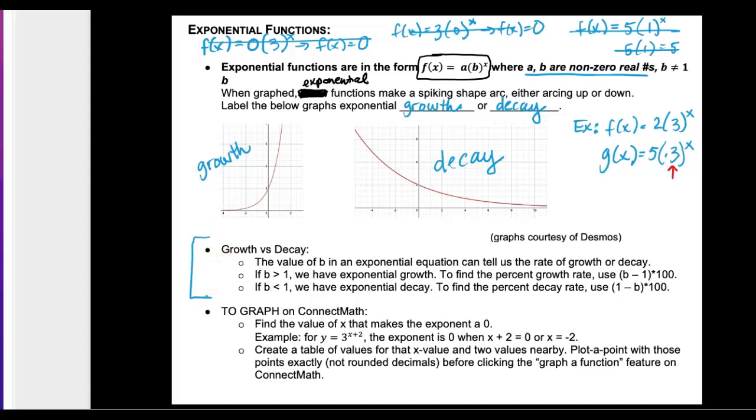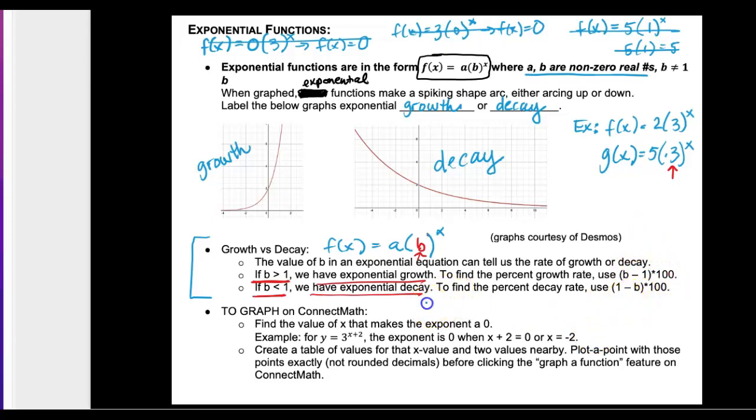So remember, I'll write the equation down, a times b to the x power. The value of b in an exponential equation can tell us the rate of growth or decay. So if b is greater than 1, we have exponential growth. And then if b is less than 1, like my 0.3 example, then we have exponential decay. And then if you want to actually find the growth rate, it's really easy. All you have to do is take that number, subtract 1, and multiply by 100.